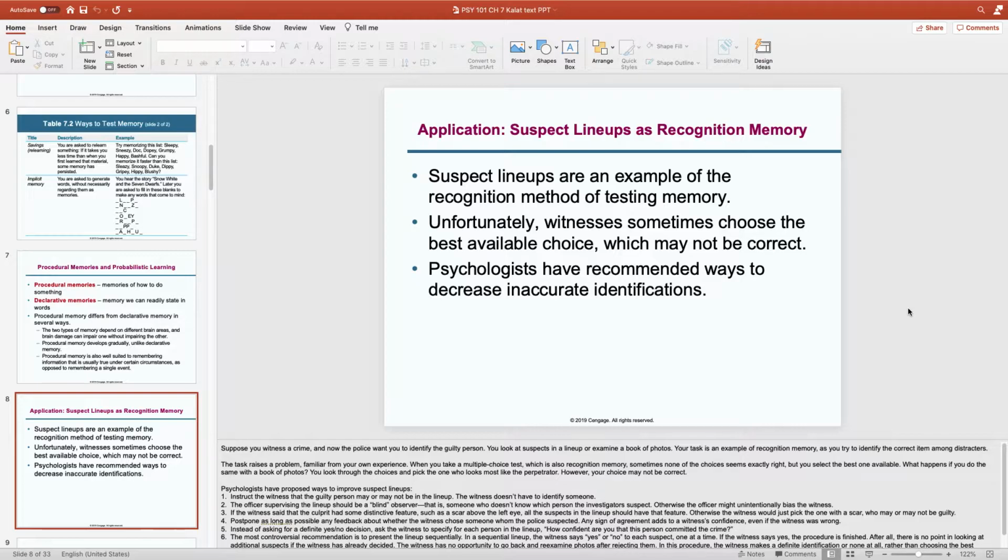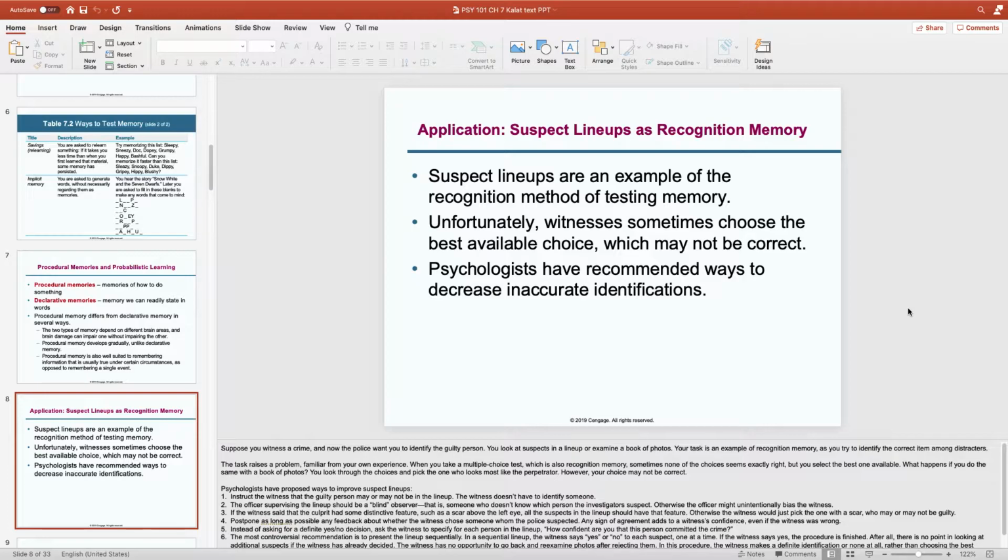As a result, psychologists who often work with police in these kinds of applications have recommended ways to decrease inaccurate or incorrect identifications in police lineups. For example, police should maybe not have the guilty person there, so that they can make sure the witness is not just picking someone even if they're not certain.